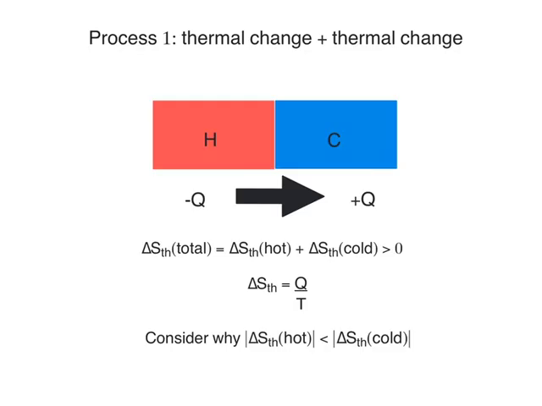You should also be able to explain in terms of Q and T why it is improbable for thermal energy to spontaneously leave the colder object and enter the hot one.